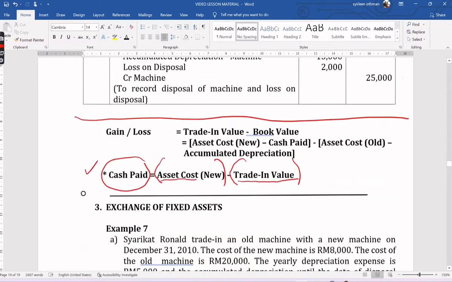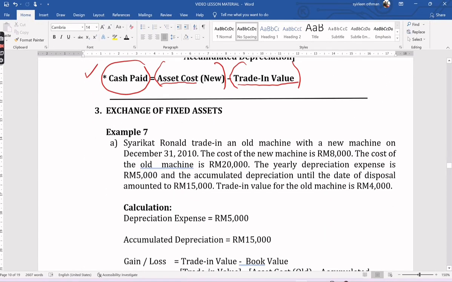So we look at number 3, exchange of fixed asset. We are using example 7. Ronald trades in an old machine for a new machine on 31st of December 2010. This is the disposal date. It is a disposal, except it is in the form of a trade-in.